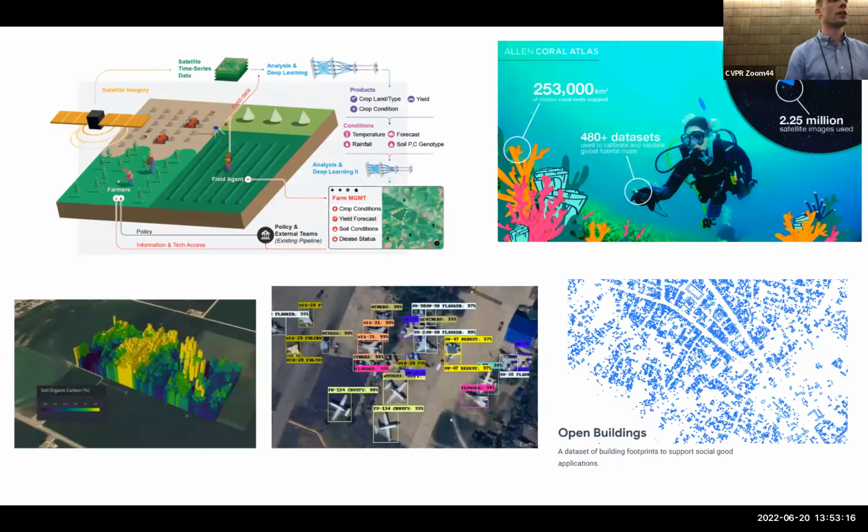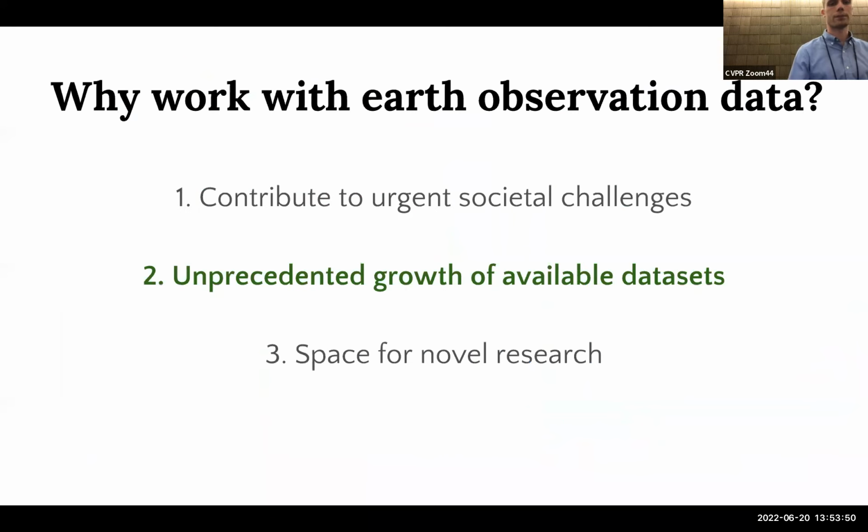But this is just one of the many potential urgent societal challenges that can be addressed using remote sensing data. Over here, I have a picture of the Allen Coral Reef Atlas. There's quite a lot of work mapping the coral reefs that's using remote sensing data. Open Buildings is a project that Google has put out. It's important to know where buildings are for many humanitarian efforts. And in general, these are just some examples that are using remote sensing data, and in many cases using machine learning and deep learning to actually generate these insights.